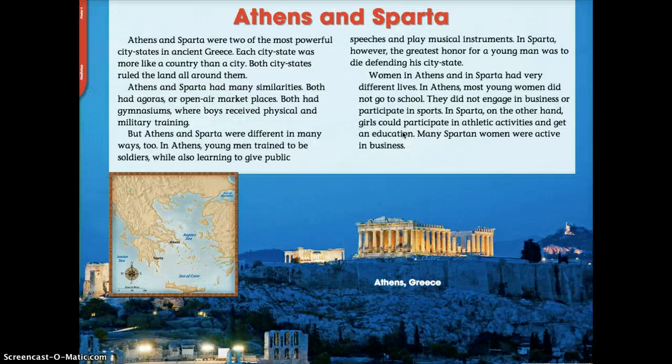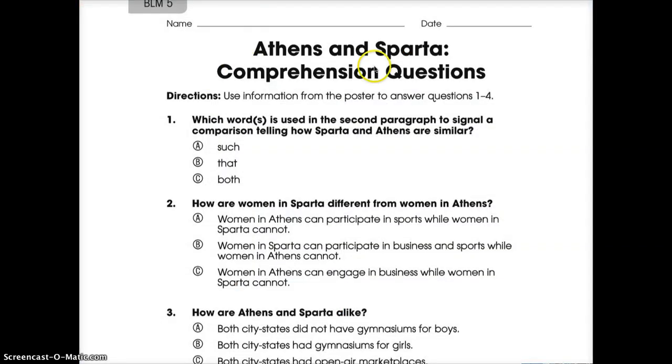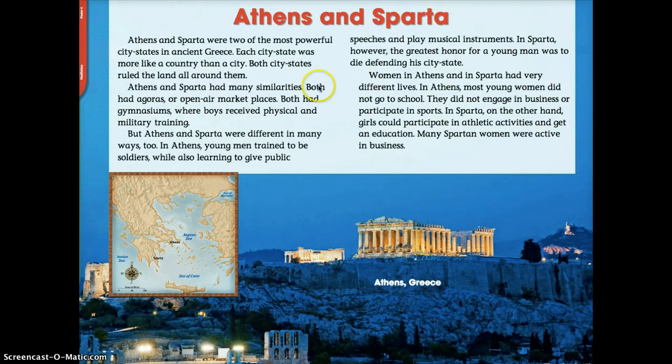Okay, so let's go back here. All right, second paragraph is right here. Athens and Sparta had many similarities. Both had agoras, or open-air marketplaces. Both had gymnasiums where boys received physical and military training. So now let's look back here. Which word is used in the second paragraph to signal a comparison telling how Sparta and Athens are similar? And I see a sentence that uses the word both. In fact, I see one sentence that uses the word both, had agoras and open-air markets, and I see a second sentence that uses the word both.